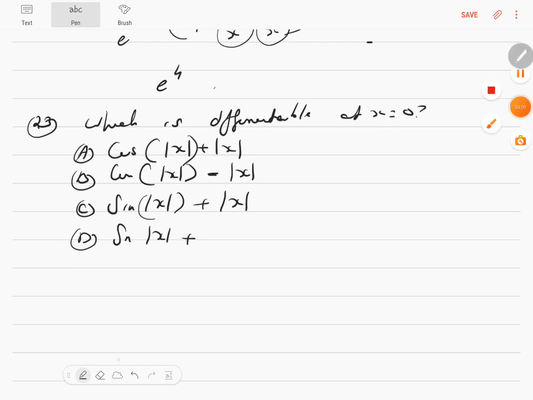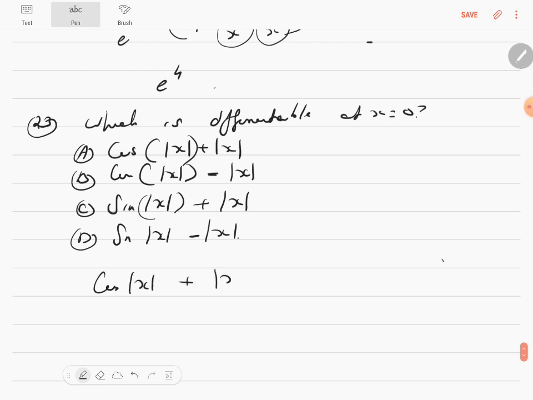I think this is actually with a minus x, minus mod x. These are the 4 functions. You have to find which of them is differentiable at x equal to 0. So let me try this sum. Okay, so let's take first cos of mod x plus mod x.